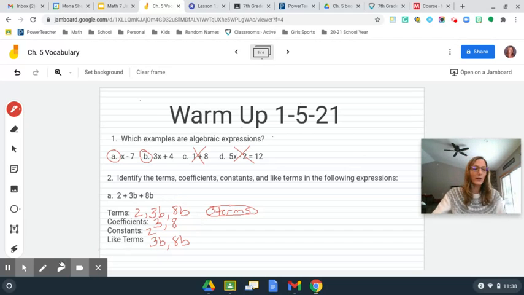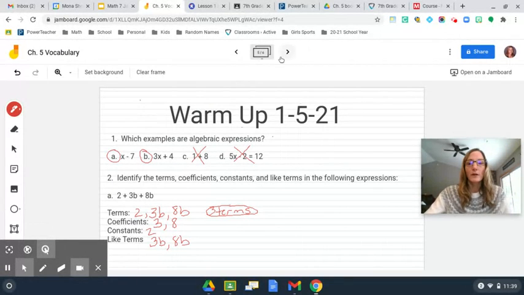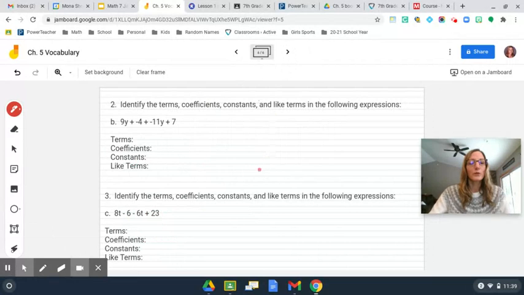Okay, let's try another. Okay, let's go to the next page. So we're going to do the same thing, except I put a different expression here for us to look at. So we've got 9y plus negative 4 plus negative 11y plus 7. And so I first want to be able to identify the terms that are here. So the first term is 9y. I'm going to list that.